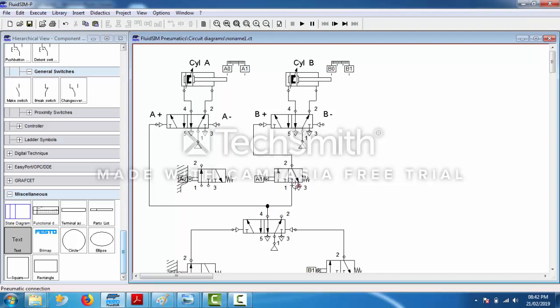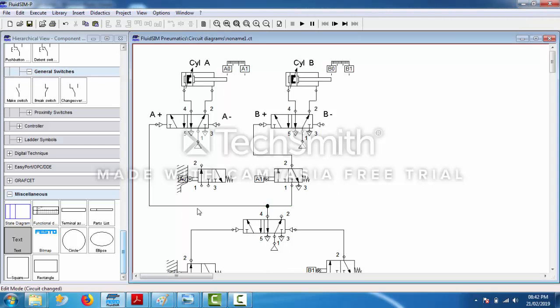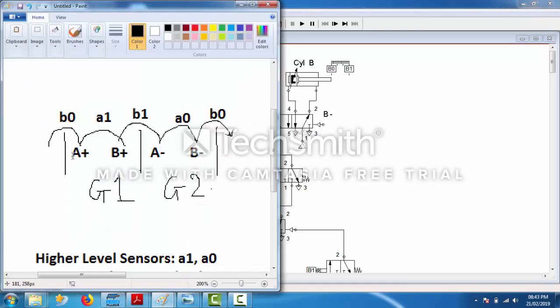The higher level sensors' port number 1 are never connected to the compressor. They are always connected to the group power source, group air source. So this is where it is connected. Similarly, now we have completed B plus part. We have completed A plus, B plus.